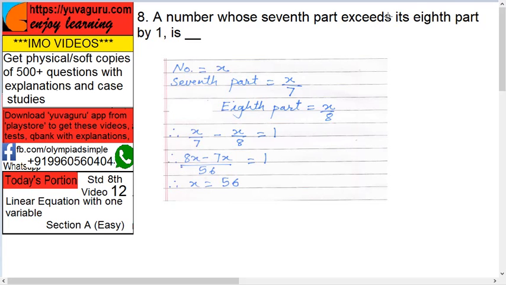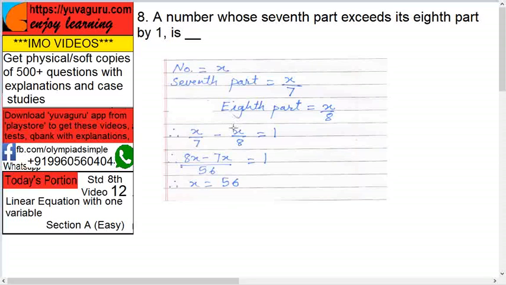...part exceeds its eighth part by 1. It means if you divide that number by 7 and if you divide that number by 8, then the difference between the two is 1. So let the number be x. So the seventh part is what? x upon 7. The eighth part is what? x upon 8. But what is given? The difference of these two parts is 1. So x upon 7 minus x upon 8 equals 1.